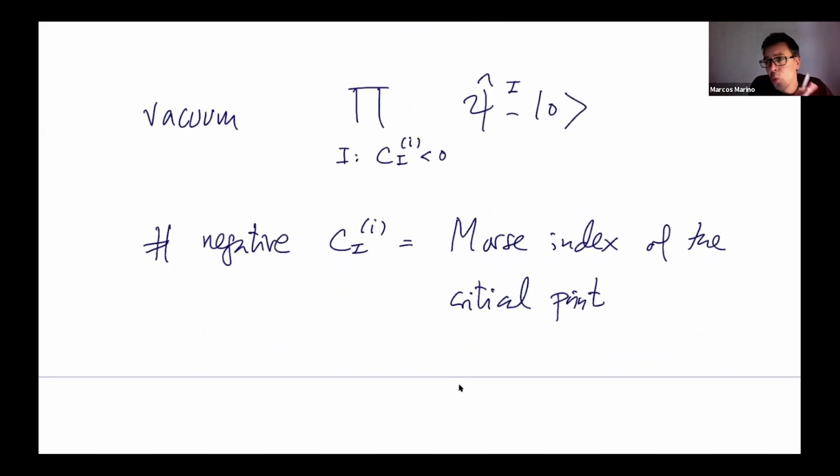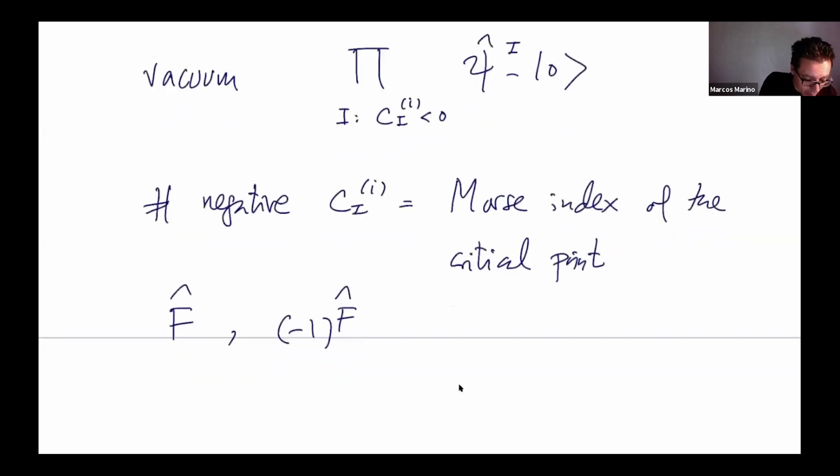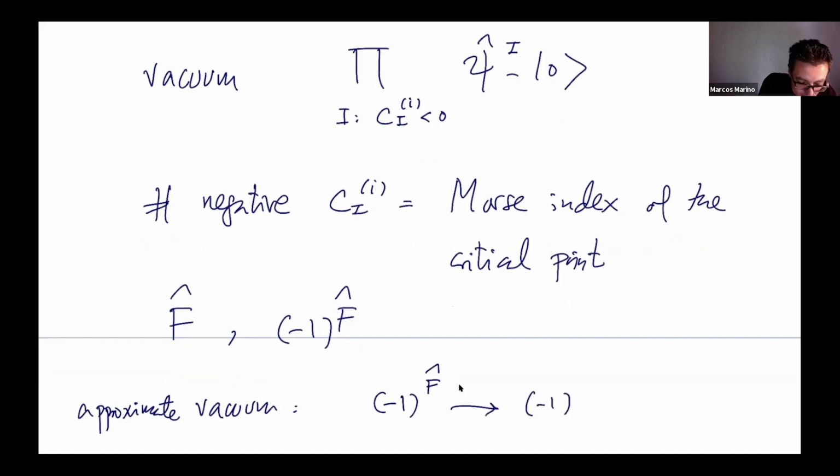Because one thing that we want to know when we look at a vacuum is its fermionic number. Remember that there is this operator F that counts the number of fermions, and in particular, there is this operator (-1)^F that gives you the Z2 grading of a state. So it's clear that the approximate vacuum that we have obtained is an eigenstate of this operator. Calling the Morse index mu_i, the eigenvalue of this operator is (-1)^{mu_i}.